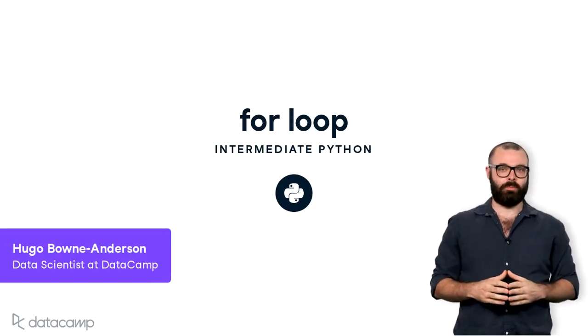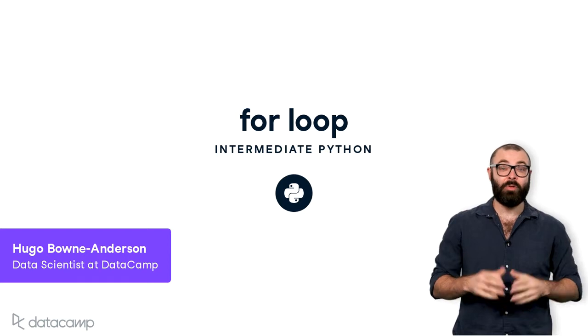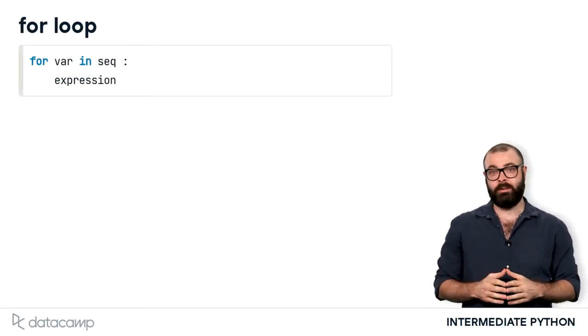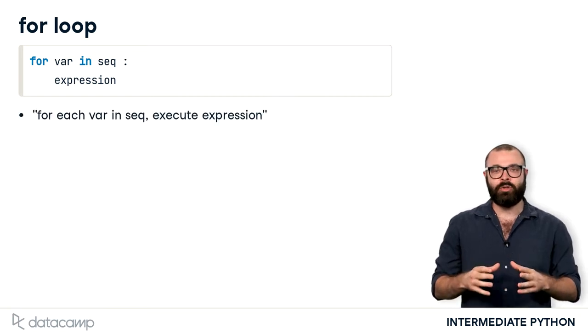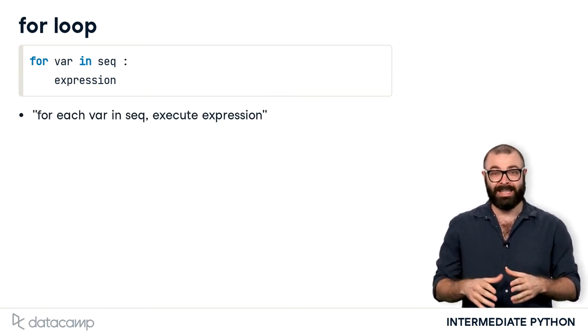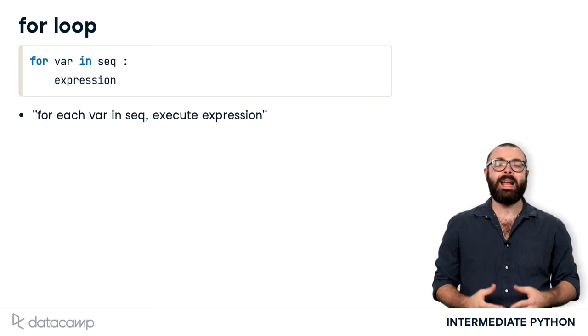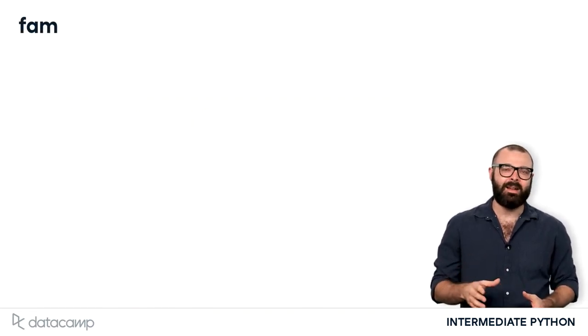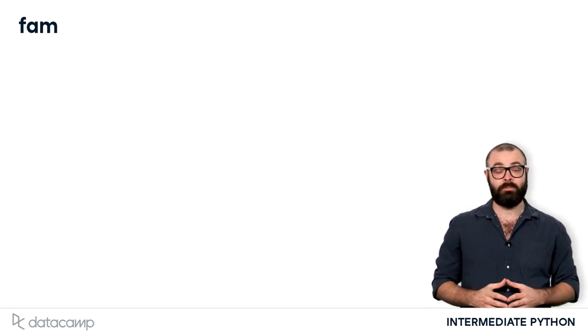You've seen the while loop, and now it's time for another loop, the for loop. Have a look at the for loop's recipe here. This can be read as, for each var, a variable, in seq, a sequence, execute the expression. Make sense? Let's see how this actually works with an example.